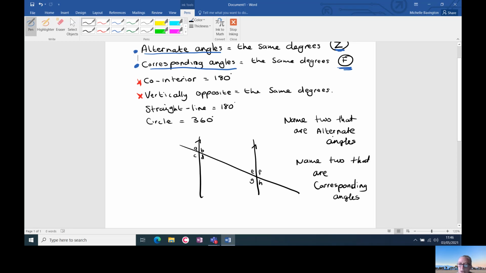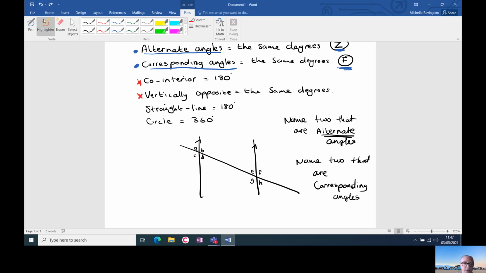Alternate. Well, F is for corresponding because I correspond to my friends. So alternate must be the Z. That's like a Z, isn't it? So it must be this one and this one. The Z. Don't matter what your Z looks like. It can be upside down, the wrong way round, as long as it's a Z. So I've answered that one. So you can answer one of them.